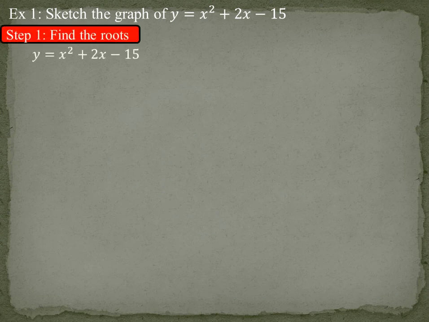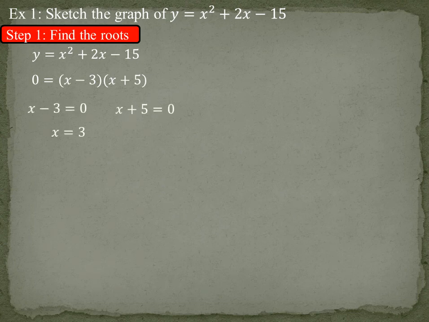So find the roots. Best method: factorize if it can be factorized. (x minus 3)(x plus 5) can, so that gives an x coordinate of 3 and an x coordinate of minus 5. So 2 roots occur at minus 5 and 3.